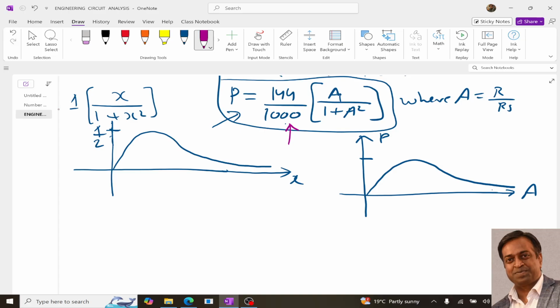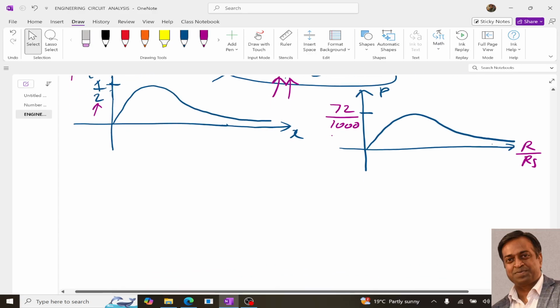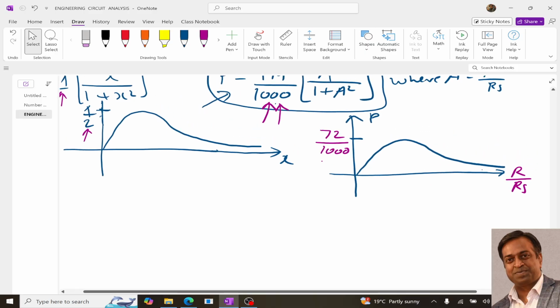Since when it is 1, it becomes half, this will be 144 upon 2000, or simply we can write 72 upon 1000, right? So let me place it as 72 upon 1000. So this is the graph, and instead of A I can put R by RS. So this is the graph for our P versus R by RS.